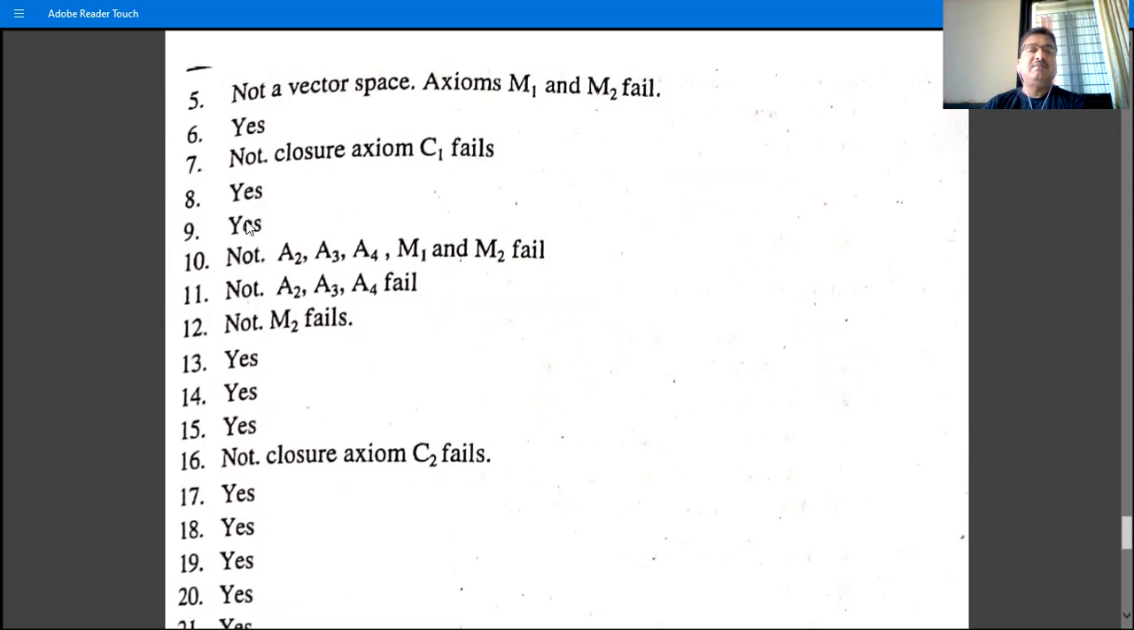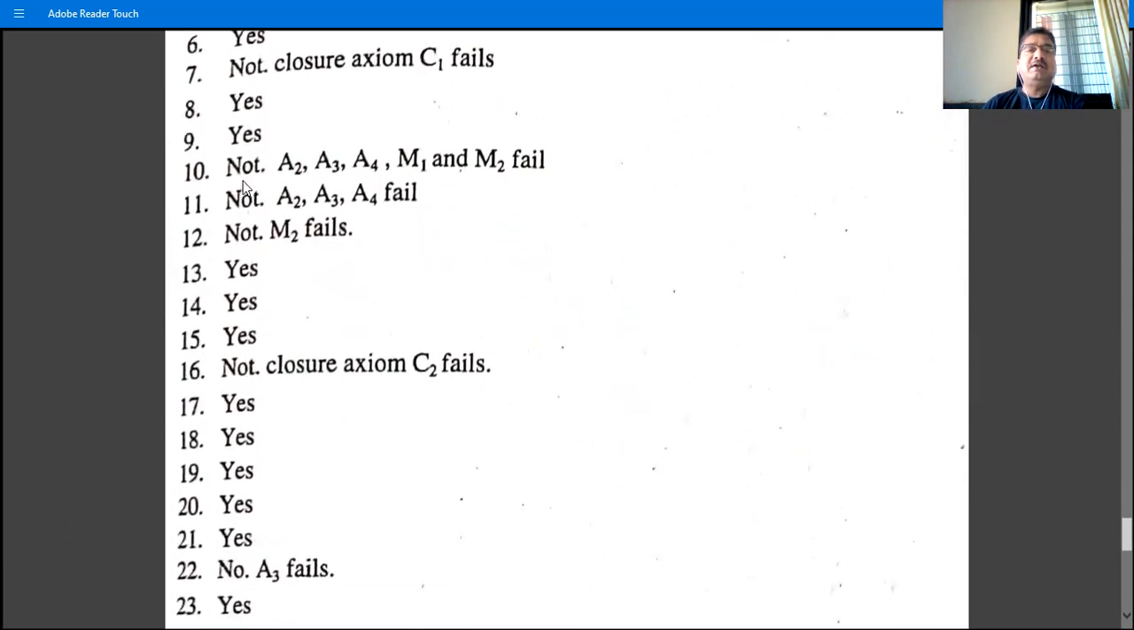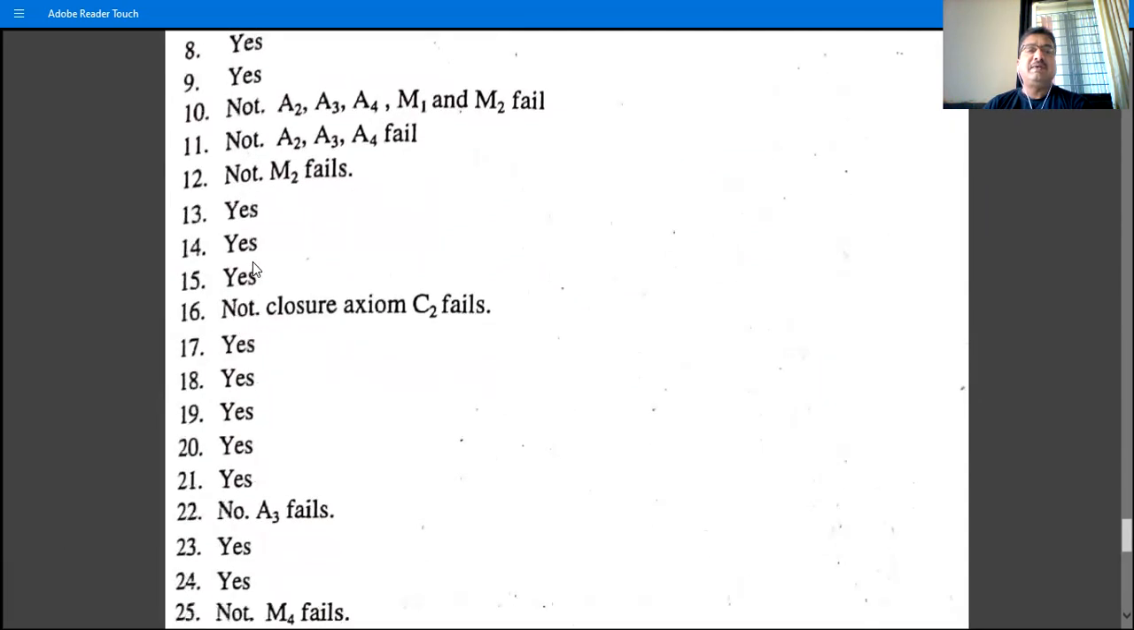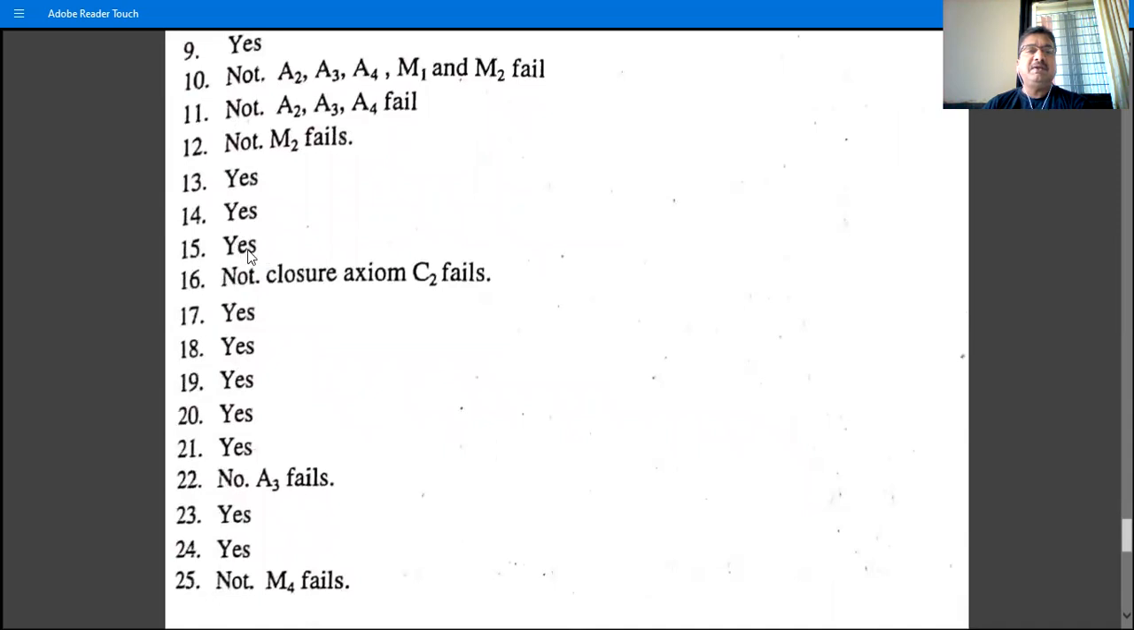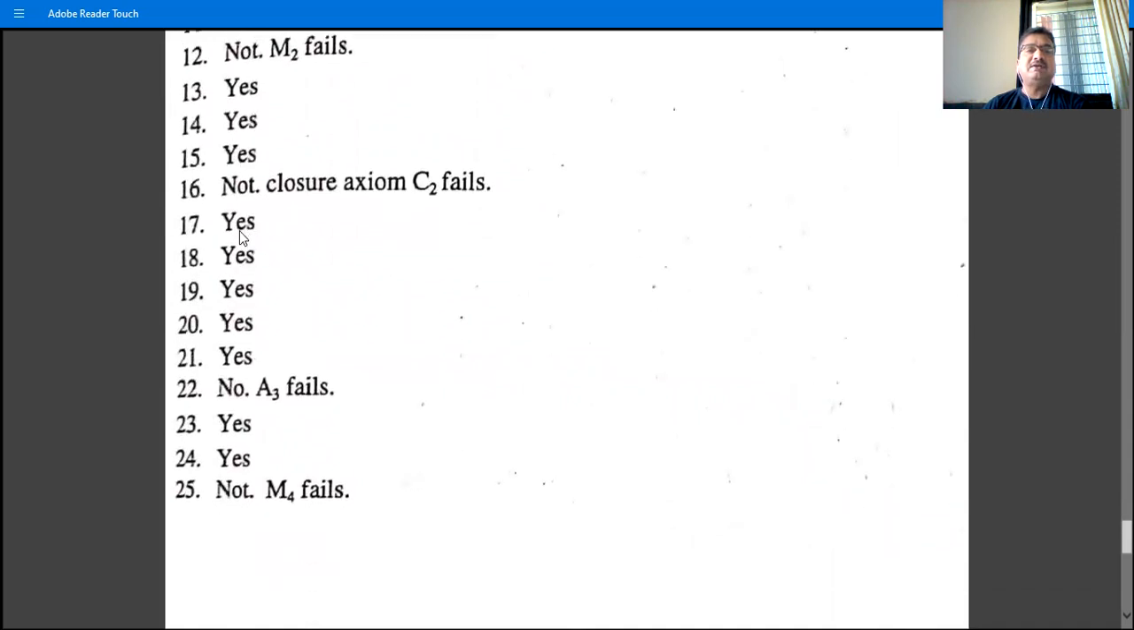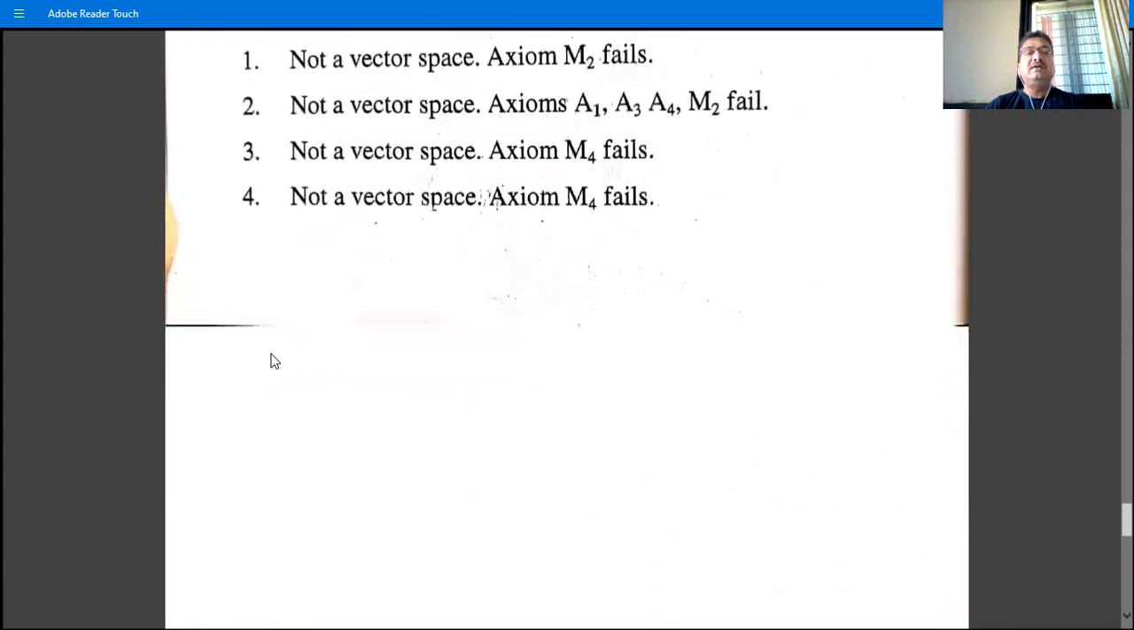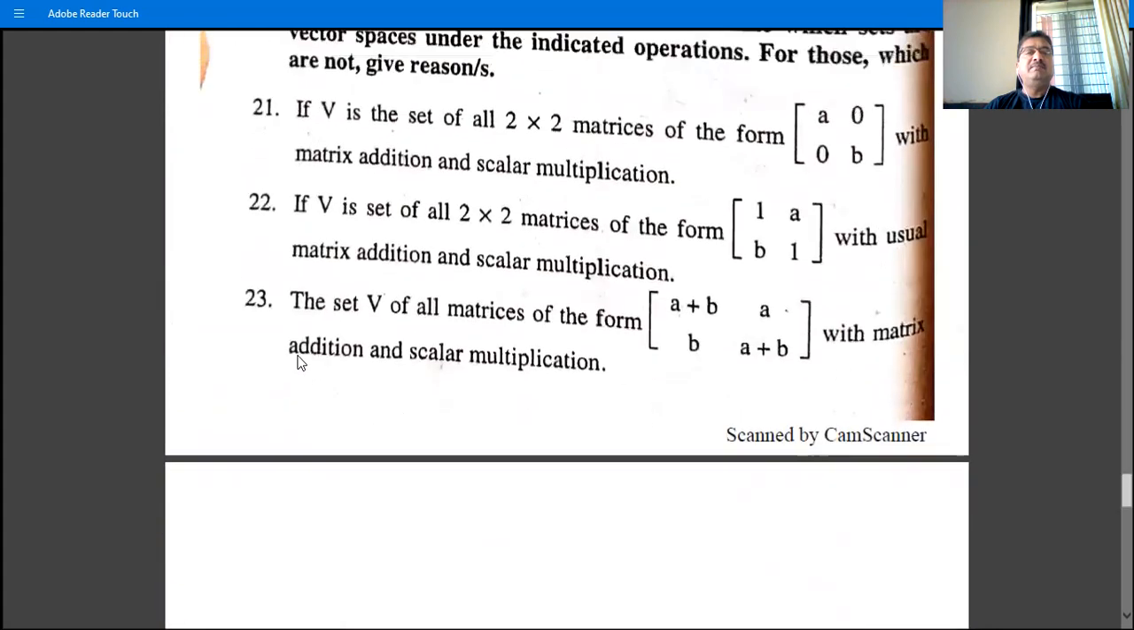Numbers 8 and 9 are vector spaces. Similarly, 10 is not a vector space, 11 is not a vector space, 12 is not a vector space, and 13, 14, 15 are yes, meaning they are vector spaces. 16 is not a vector space. We have to give the counter example for C2. Similarly, examples 17, 18, 19, 20, 21, 22, 23, 24, 25. So answers are given.